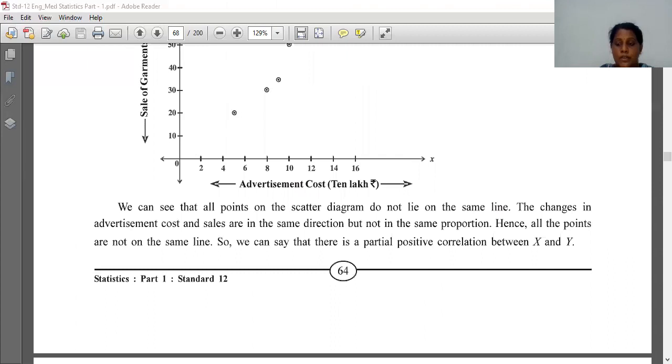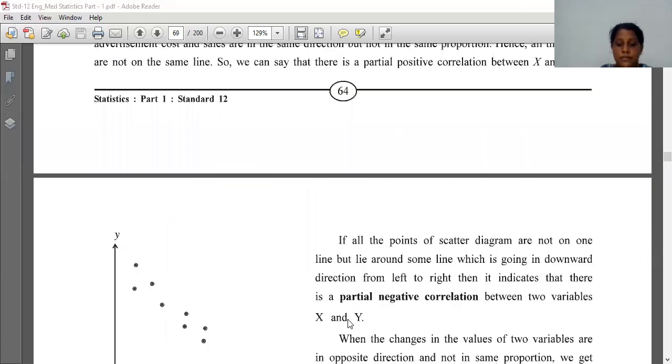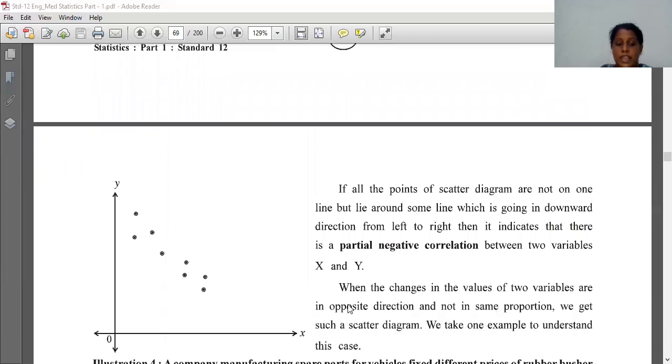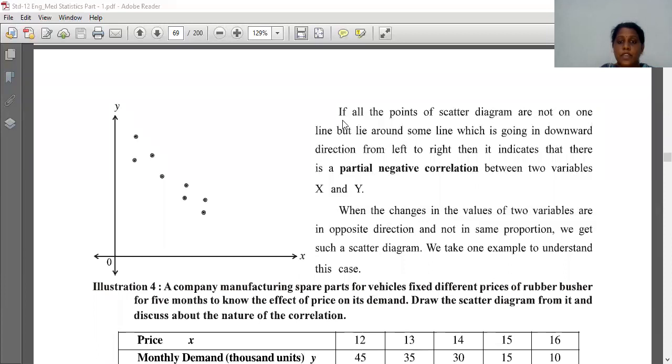Okay. Now we'll see partial negative correlation. This is also the same thing, from left to right in a downward direction, but not on the same line. See, if all the points of a scatter diagram are not on one line but lie around some line which is going in downward direction from left to right, then it indicates that there is a partial negative correlation between the two variables x and y.